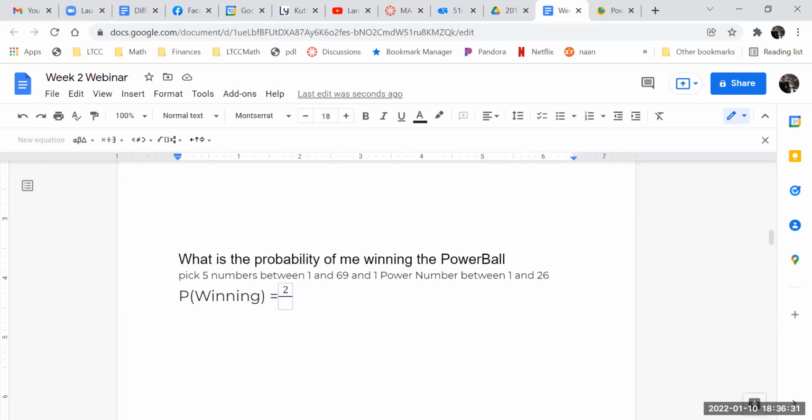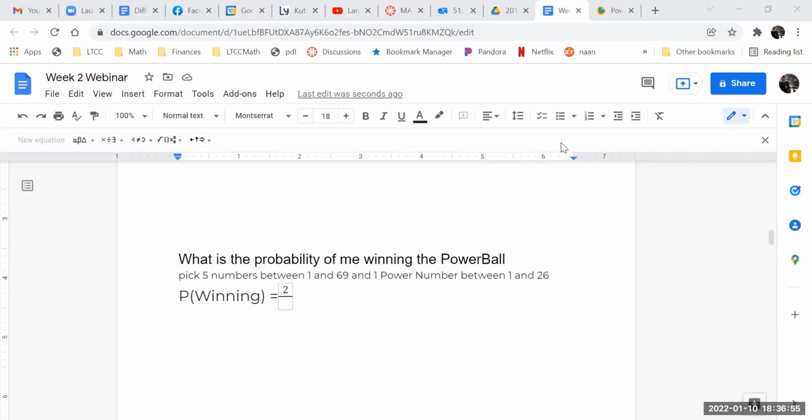Now let's do the denominator. So we need to pick 5 numbers between 1 and 69. And by the way, they have to be different numbers. You can't pick the same number 5 times. That's not allowed in the Powerball. So how do I figure out how many ways there are of picking 5 numbers from 1 to 69? Do you remember how to do that?